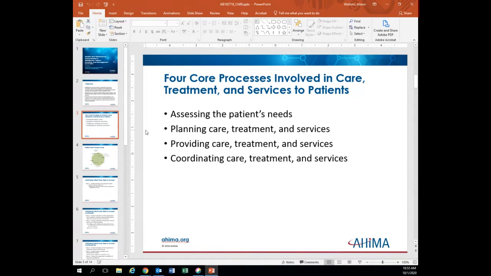So far we've talked about assessing, then planning. Again, we're talking about the 4 core processes, and this is all about patient care. So assessing and planning. Now let's talk about providing that care. Pretty basic, it's pretty self-explanatory.